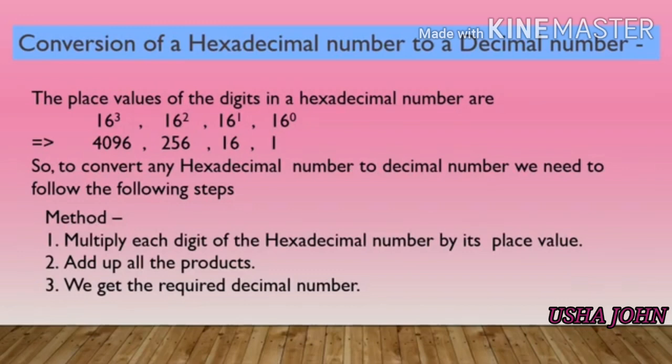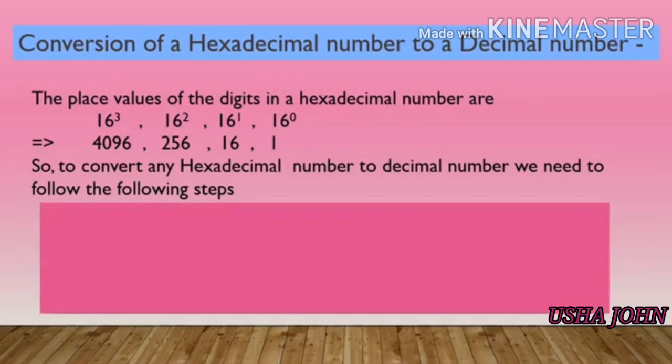Let's see one example. Before that, see that in hexadecimal numbers we have digits 0 to 9 and A to F. In previous slides I showed that hexadecimal A represents 10. You should remember that and do the example.